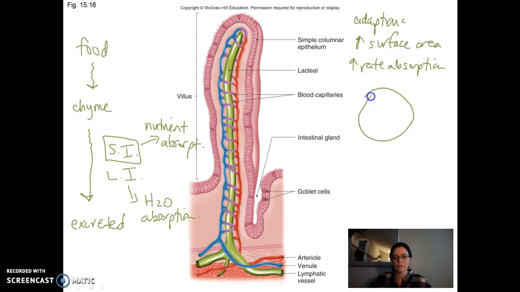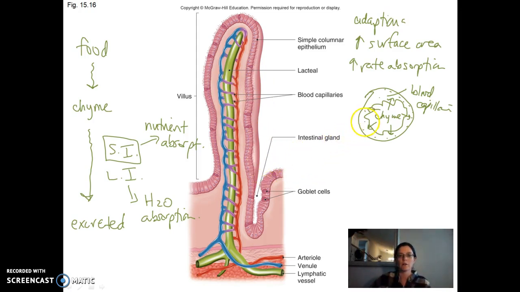If we look at the small intestine as a cross section, here's the wall of the small intestine, and this is where the chyme is located in the middle. But the blood vessels and the capillaries are all here in the wall itself. These capillaries are ready to pick up all of these nutrients. That means the nutrients have to move across the membrane of the small intestine lining so that they can get into the blood capillaries and into the bloodstream. If we want as much of that nutrient transport happening as possible, we need to make sure that we have as much surface area as possible.